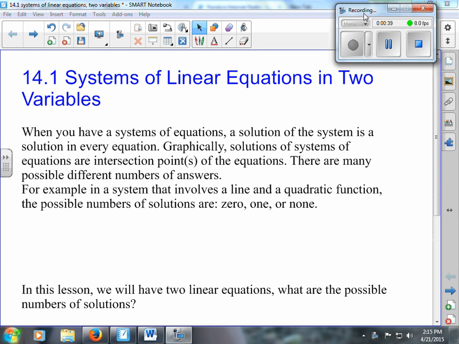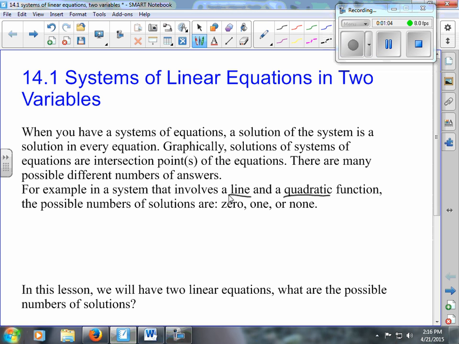All right, so first of all, this first paragraph talks about solutions of systems of equations. A solution is a point that is on each graph, on all graphs, and that is the solution of all of the equations. So for example, if you have a line and a quadratic function, how many ways could a quadratic and a line intersect?